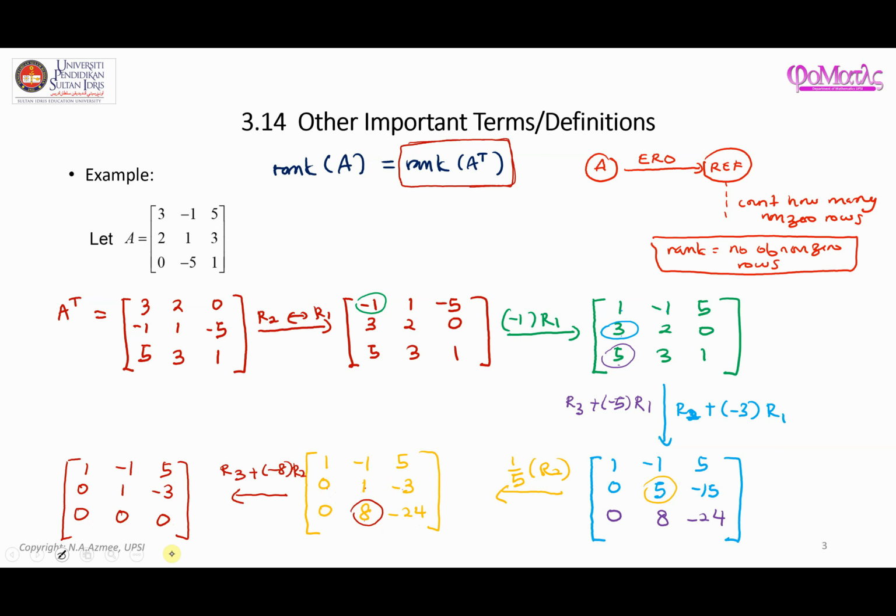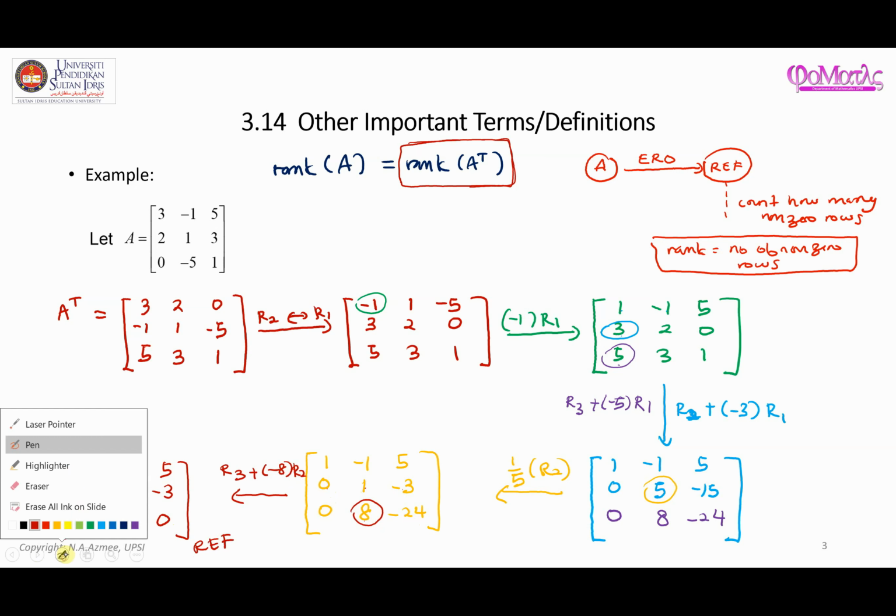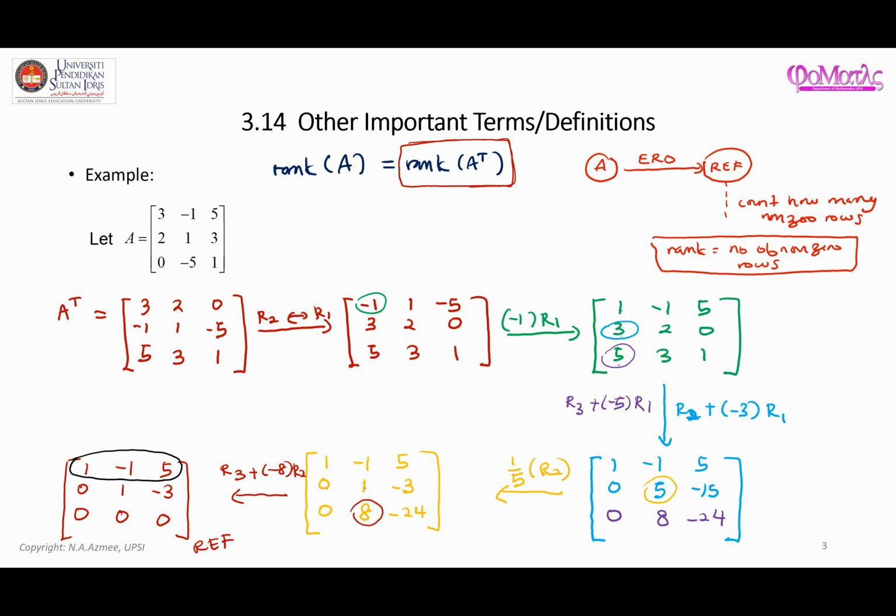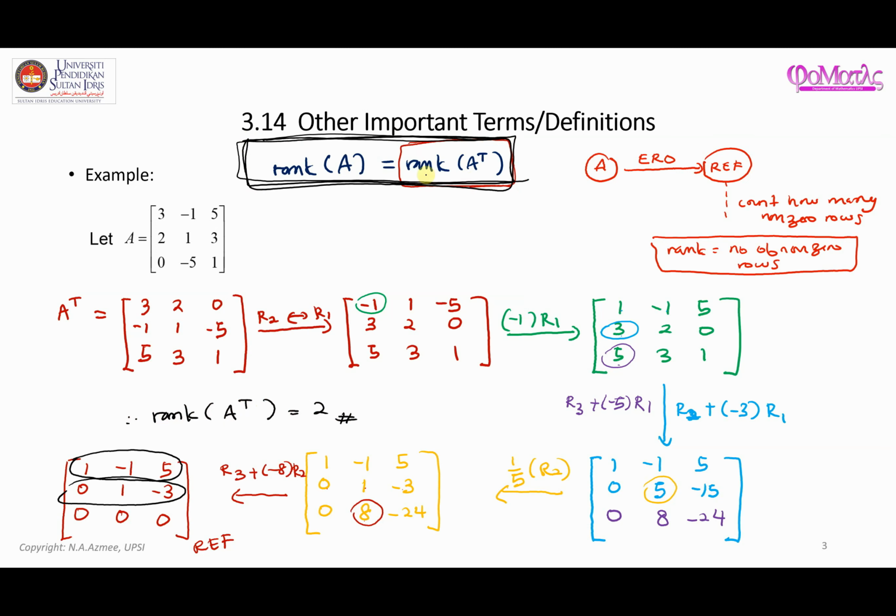So here is the REF matrix, and as you can clearly see, here is the non-zero row, here is also the non-zero row, and therefore the rank of A transpose is equal to 2 as well. Okay, so we have managed to show through this simple example that the rank of matrix A is equal to the rank of matrix A transpose.